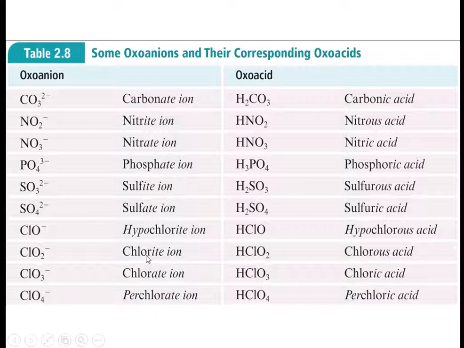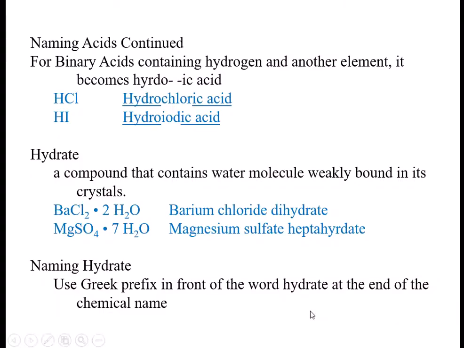hypo, chlorite becomes chlorous, chlorate becomes chloric, and perchlorate, again, the prefix per stays the same and the ate just becomes an ic. Okay. For binary acids, the fact that there's binary, again, only means there's 2 different elements here, so H and Cl, H and I. So they all have the same format of hydro blank, and that blank is going to be the base of the element name, ic acid.